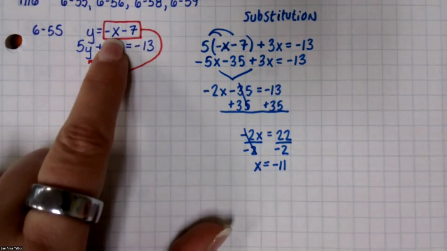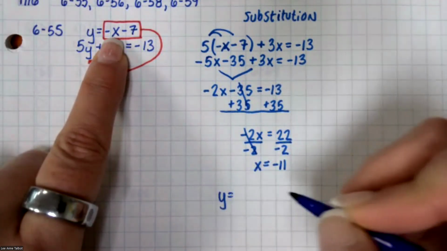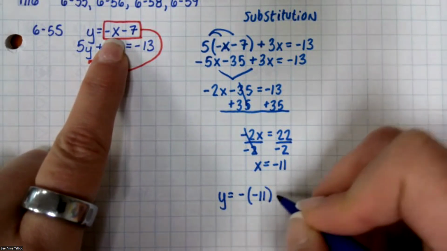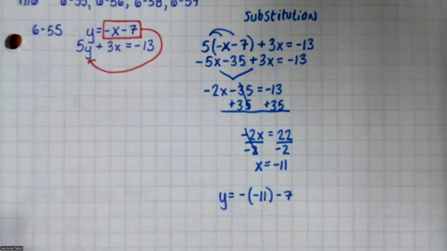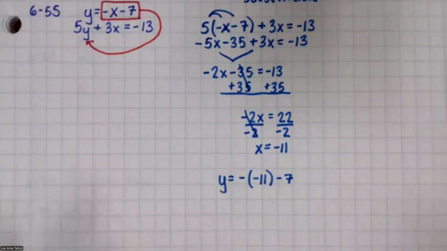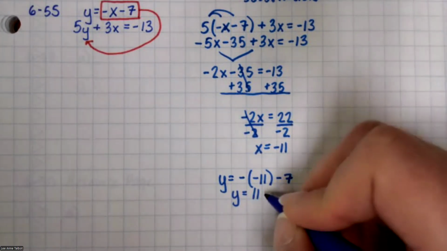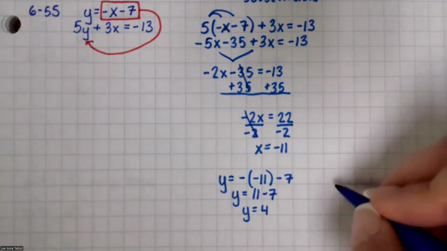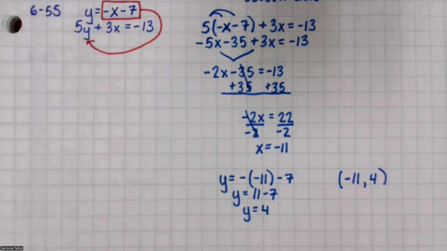And I like to plug it into the box for these because it's the easiest. So y equals negative x minus 7. So this makes positive 11 minus 7, 4. Beautiful. Okay, so I have negative 11, 4.